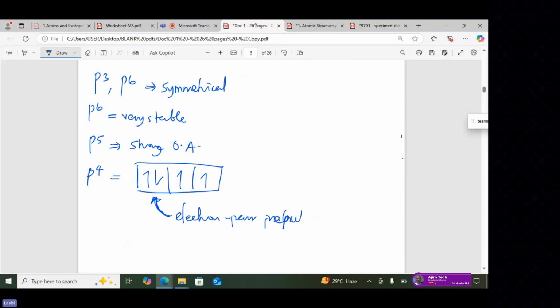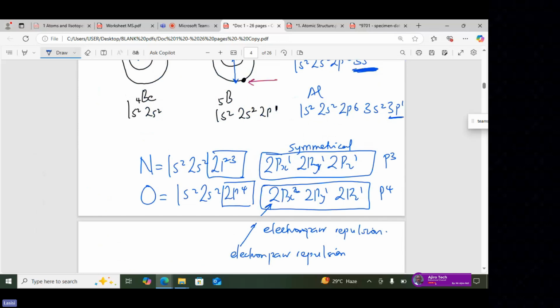Electron pair repulsion, of course, here. Is that okay? If P3 and P6 are symmetrical, P3 is very stable. P5 is a strong oxidizing agent. And P4 is what? It's an electron pair repulsion. So the same thing goes for nitrogen and oxygen.